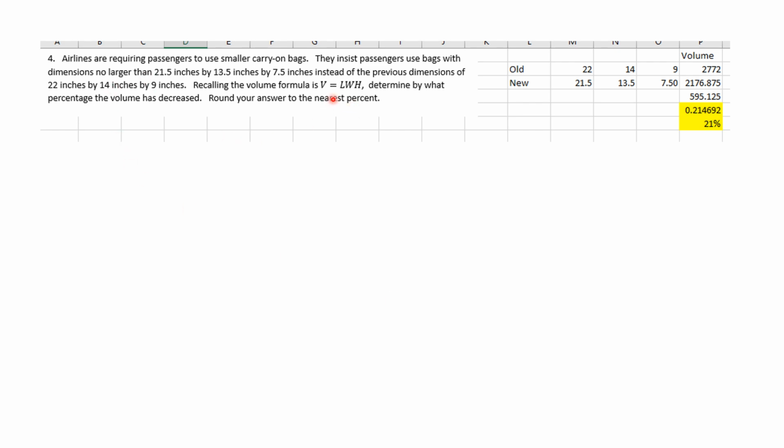Okay, here I told you that the volume was the length times the width times the height, and the question was to determine the percent that the volume had decreased. It used to be 22 by 14 by 9, and that meant that this was the old volume. The new volume is going to be 21.5 times 13.5 times 7.5, which is this. Now the difference between the two is 595,125, and you divide that by the old to get 21% when you round it off to a percent.